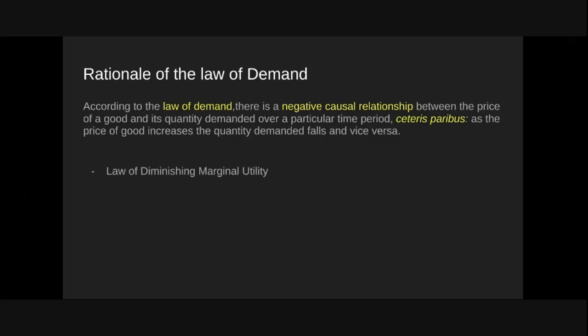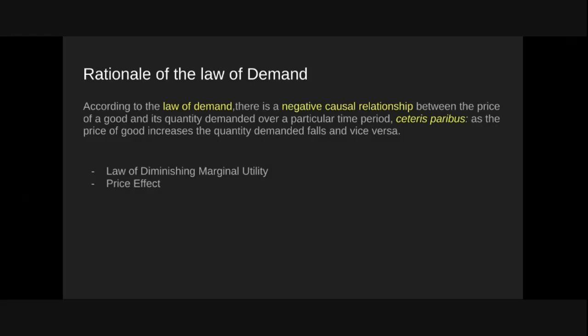When you consume one ice cream, the level of satisfaction is high, and when you consume the second ice cream, the level of satisfaction decreases. This is nothing but the law of diminishing marginal utility, and therefore you are ready to pay a higher price for the first ice cream and a slightly lower price for the second ice cream. There is obviously the price effect. As the price of any commodity falls, one will be willing to buy more.